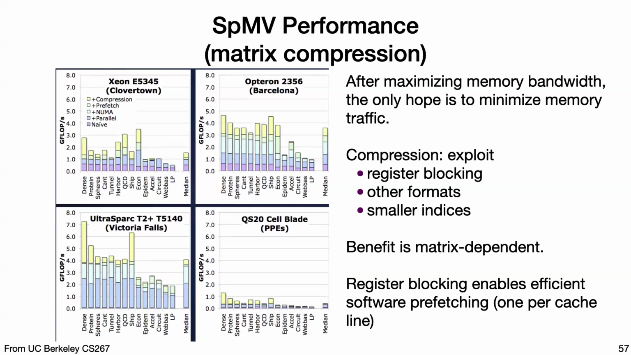So after parallelism, we didn't do a whole lot to do the parallelism, we just stuck the parallel for on the outer loop. The only optimization after that is to try to minimize the memory traffic. So we did register blocking, you can compress the CSR even further using something like delta compression, so that's smaller indices. You can use other formats, like block formats. You can use smaller indices, like try to compress the column IDs.